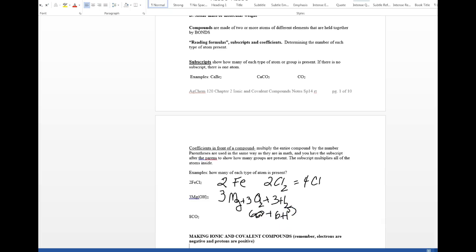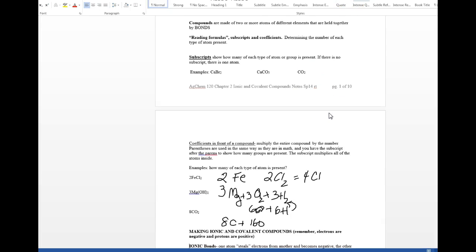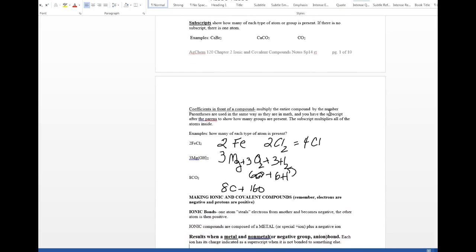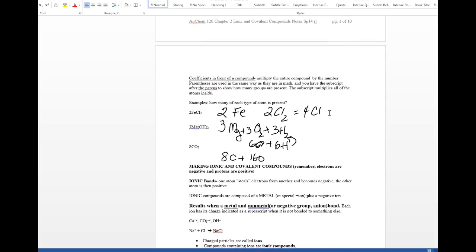Okay, and in the final one, I've got 8 carbons, and then I've got 2 times 8, so I've got 16 O's. That looks like 160, but it's 16 O's. So that's as easy as that is. If you have any questions, please be sure to ask me about that.